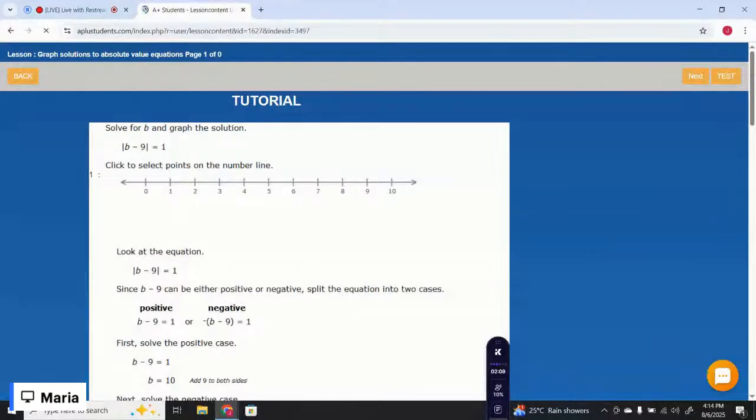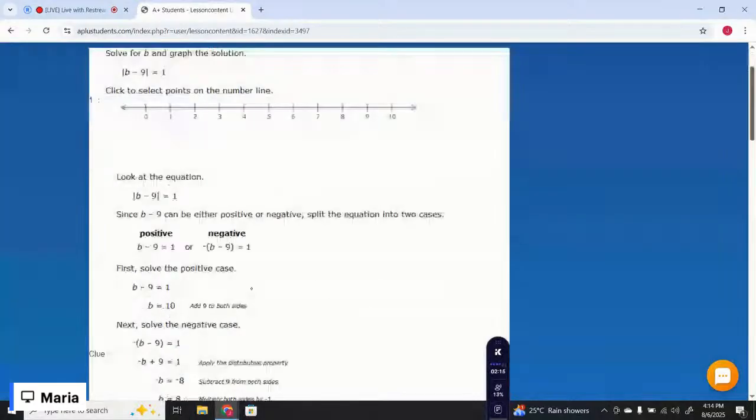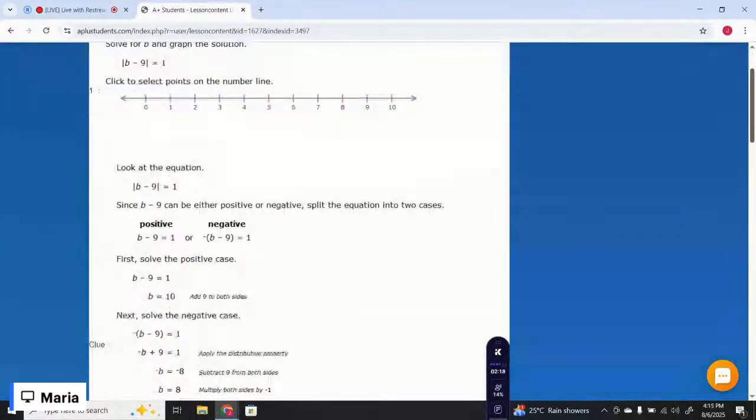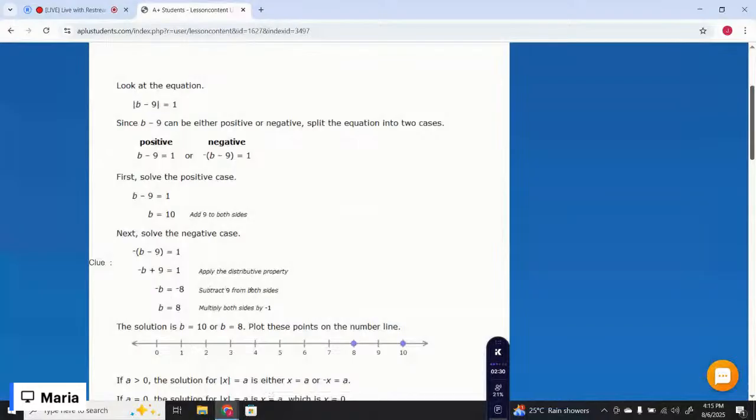Solve for B and graph the solution. So basically, we need to evaluate the absolute value of B minus 9. Since it can be either positive or negative, split the equation into two cases. It would be B minus 9 equals 1 or negative (B minus 9) equals 1, right?